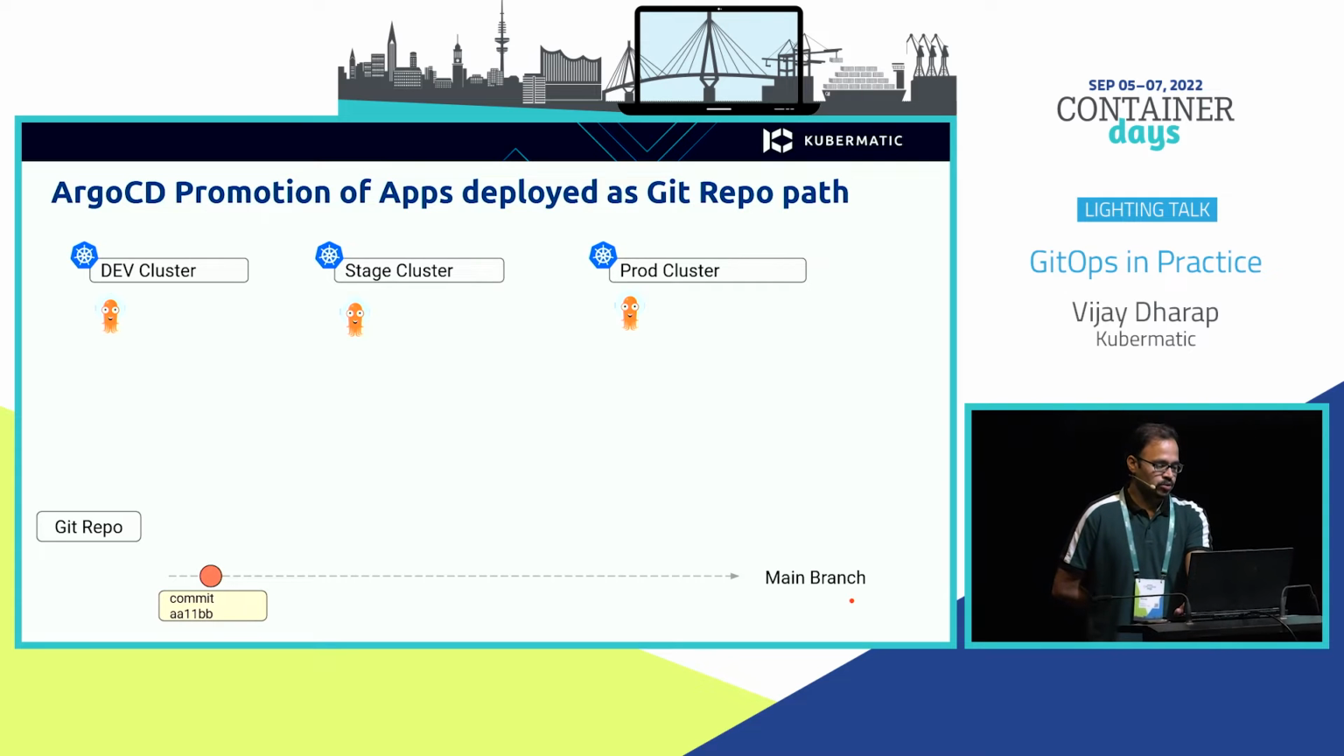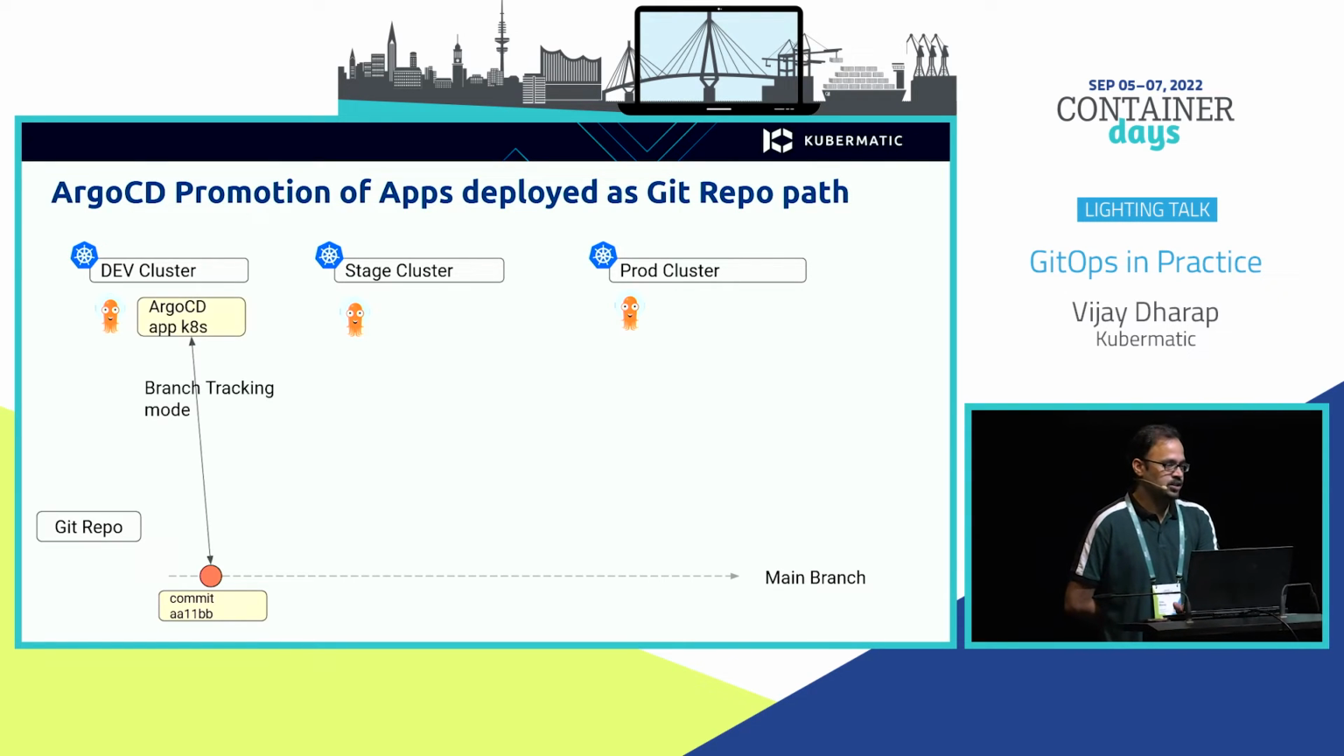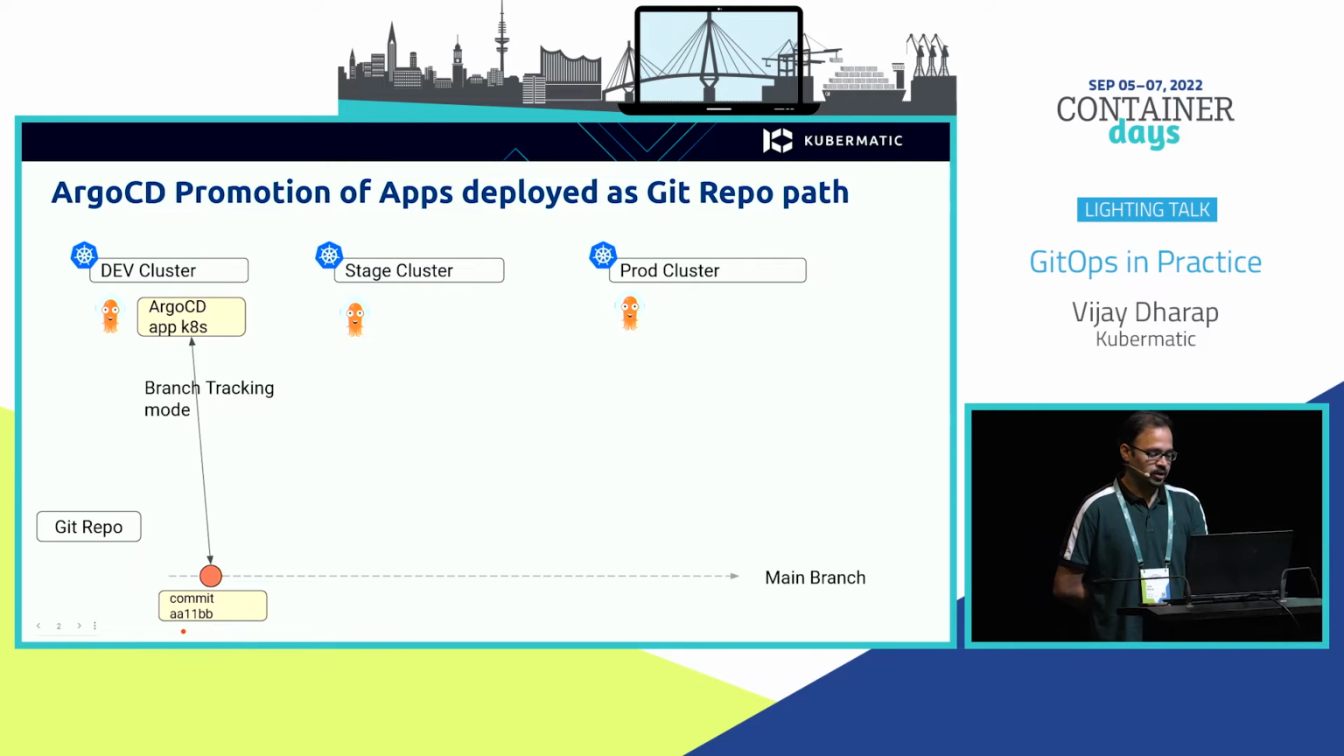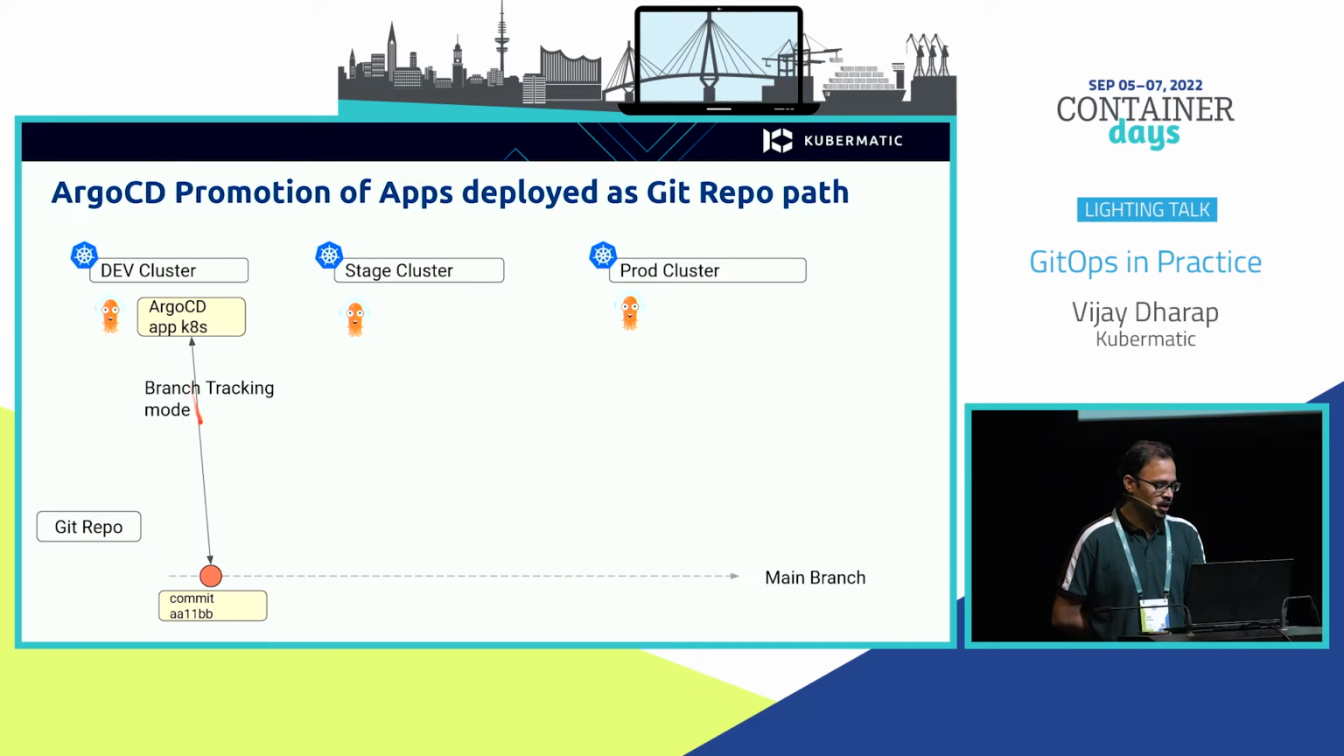Right? So typically, if you're using the Git path, and you want to have the maximum benefit of GitOps, then what you should do, typically in dev, is put it in the branch tracking mode. So it is tracking your main branch now. And so whenever you have a commit happening in the main branch, it is going to deploy stuff in your dev cluster. And so this pink, red color, that's the application now in the dev.